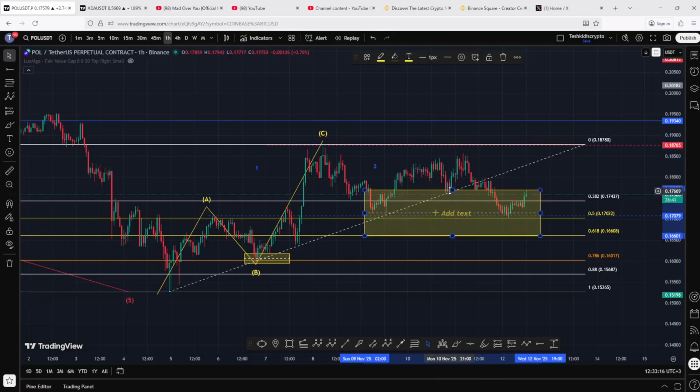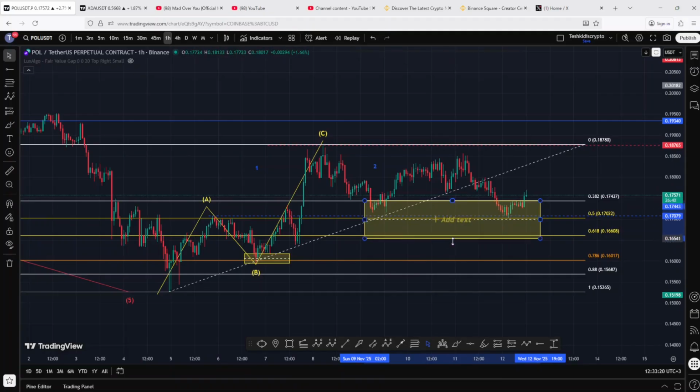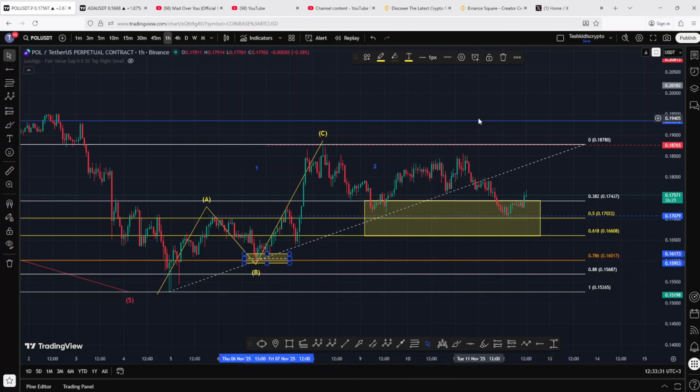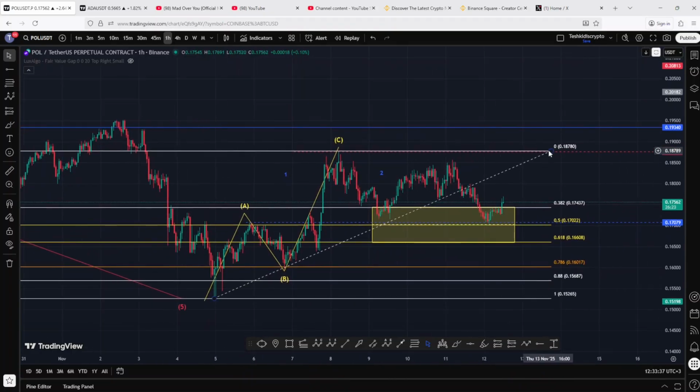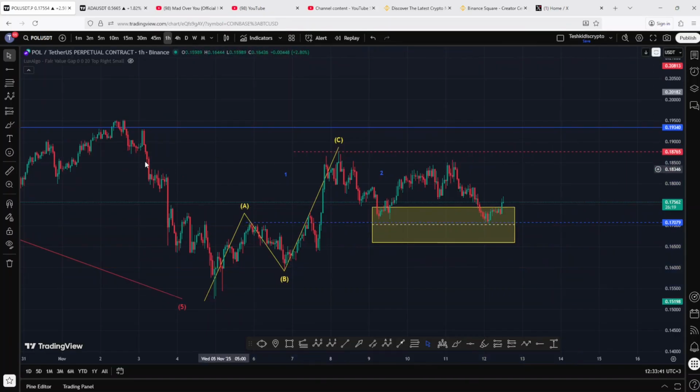And the area to pay attention to lies between the fib level 0.382 all the way to the 0.618, and that is between the 0.174 and the 0.166, which is that yellow target area, an area that we have now almost fully maximized, and we are now getting a reaction of this target area in what could be the next leg to the upside in the formation of a third wave.